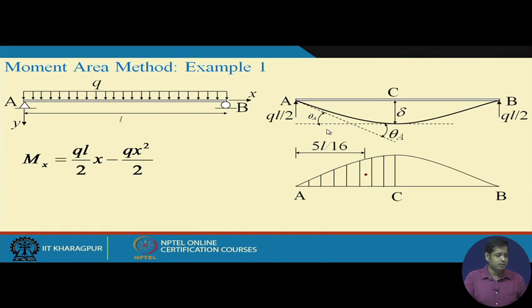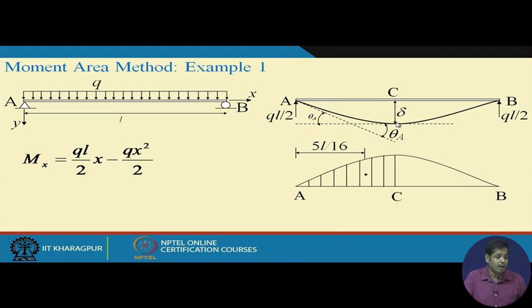Now, suppose this is the deflected shape of this beam, and the reactions will be qL by 2 and qL by 2, as it is symmetric. Suppose C is the midpoint. Then we know that due to symmetry the deflection will be maximum at the midpoint, and if we draw the slope at point C, then this slope will be 0.